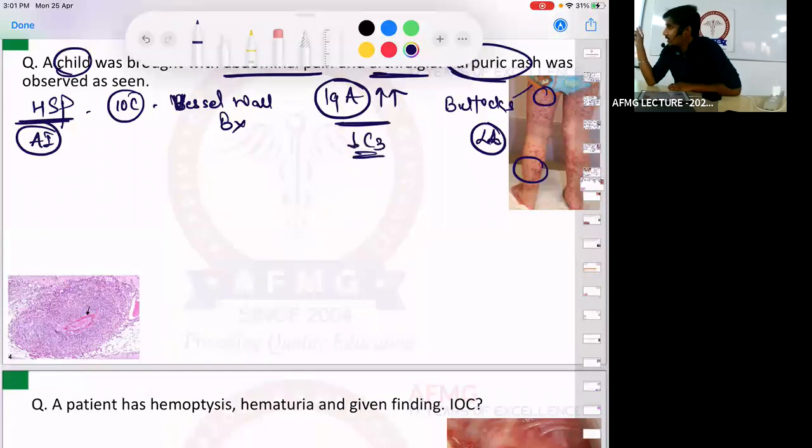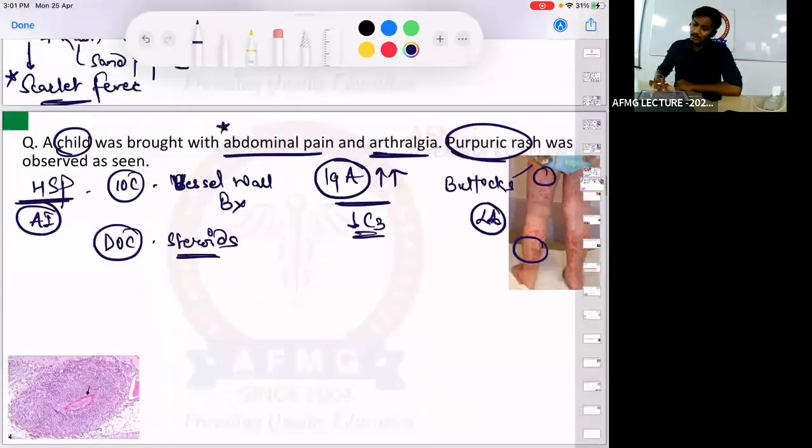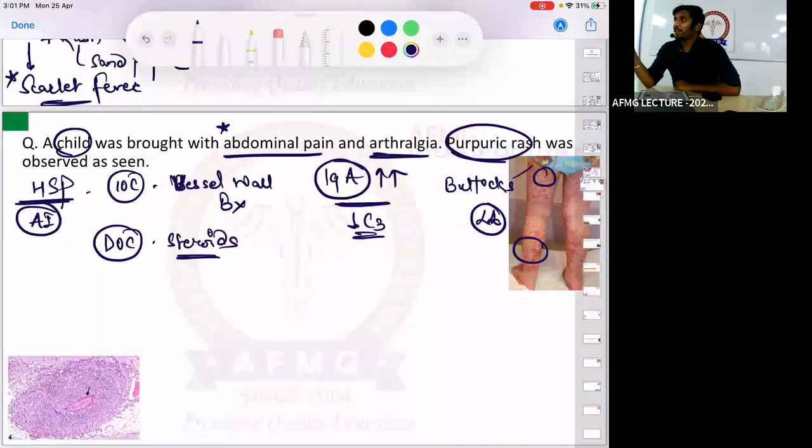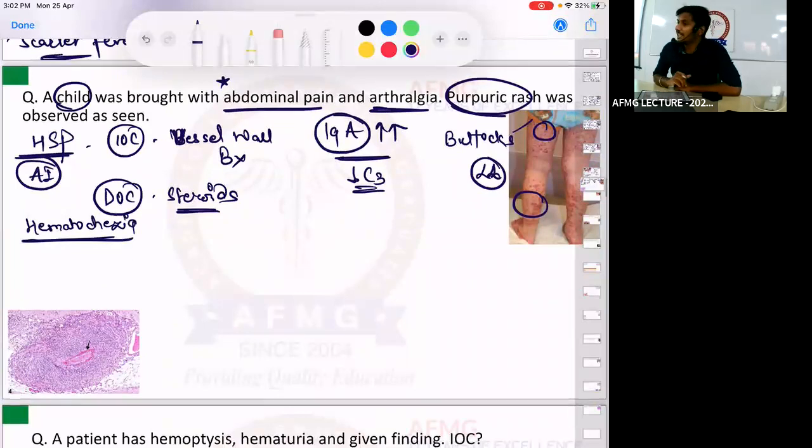Investigation of choice still remains biopsy. What is the drug of choice? No issues with this. Characteristic symptoms are purpuric rash over the buttocks and lower limbs, pain in the abdomen and pain in the joints. So abdominal pain and arthralgia. Sometimes they can even mention to you about hematochezia, that is fresh blood in stool, if the gut vessels are involved. Even joint bleeding can be seen if the joint vessels are involved.